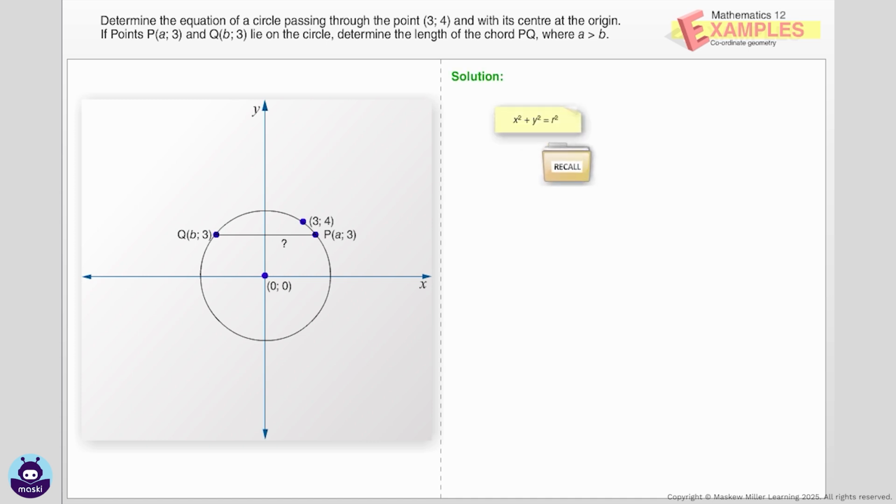Solution. Recall that the equation of the circle with center at the origin is x squared plus y squared equals r squared. We know that the circle passes through the point (3, 4). Therefore, the given point will satisfy the equation of the circle.